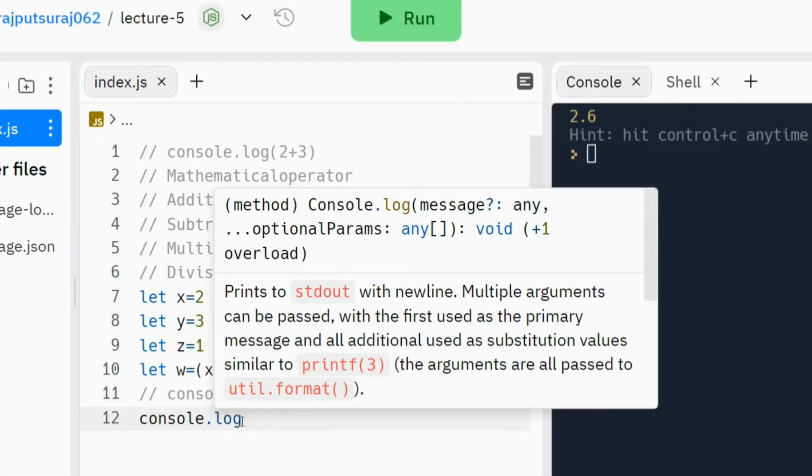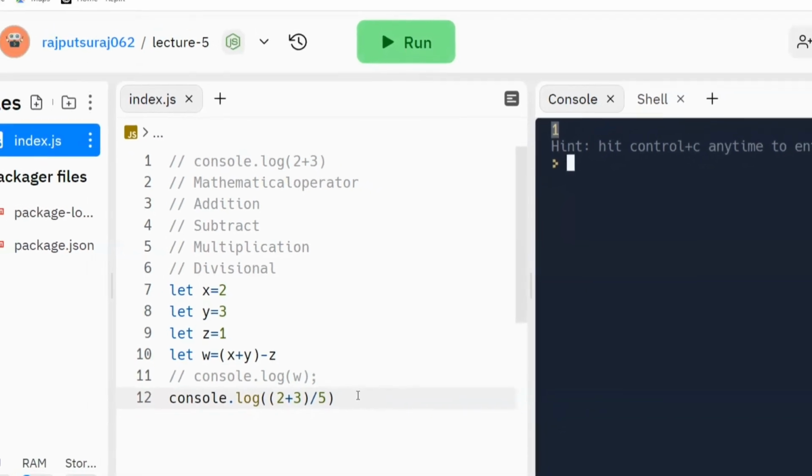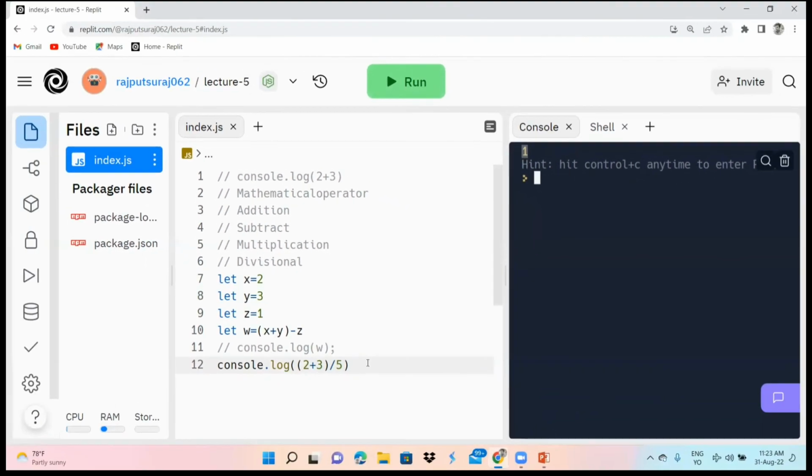So we are going to write 2 plus 3 in brackets, close the bracket, and divided by 5. Now if you see the result, what will be the output? 1. You can see that the value is 1. So you have to write it in the proper way. First of all, if you want to calculate 2 plus 3, then you have to put 2 plus 3 in brackets, then divided by 5.